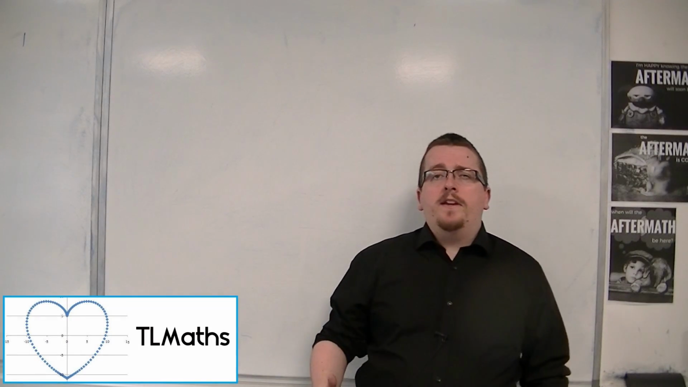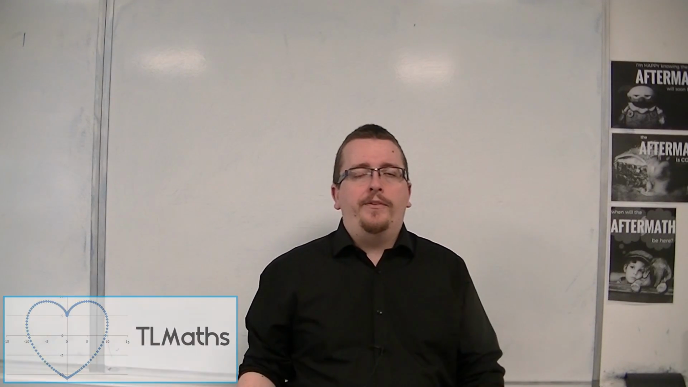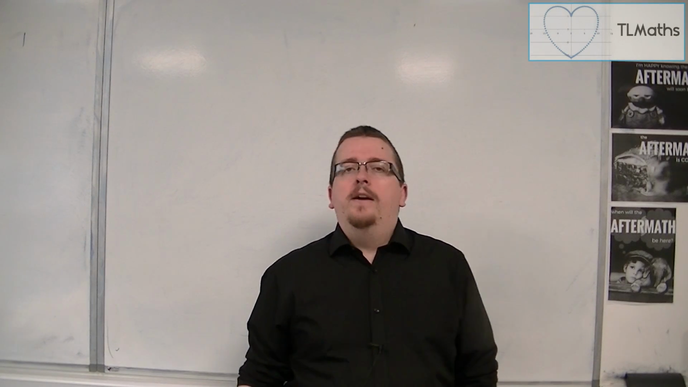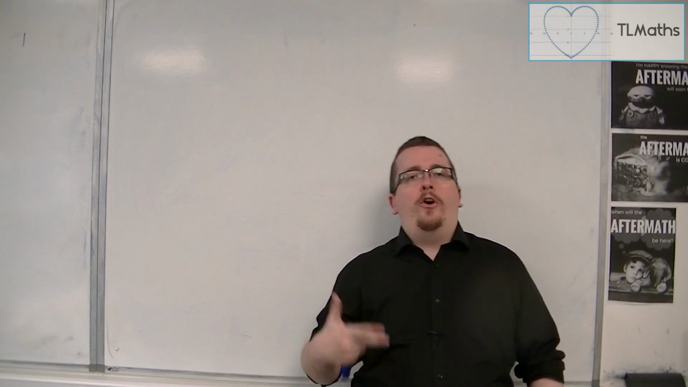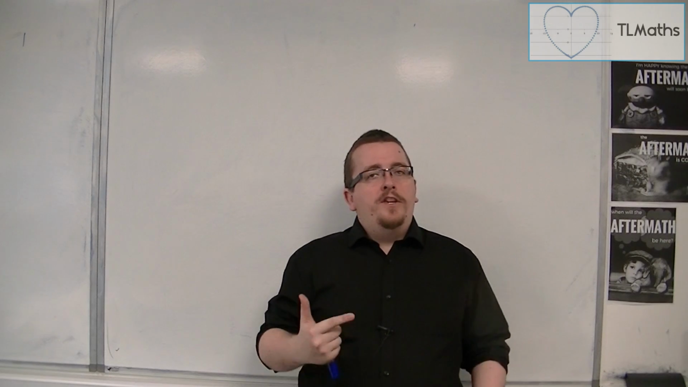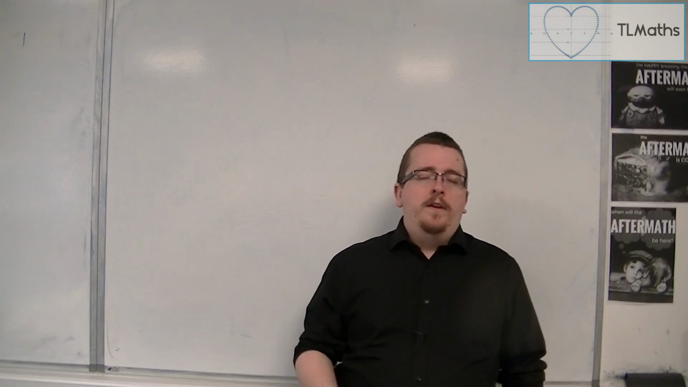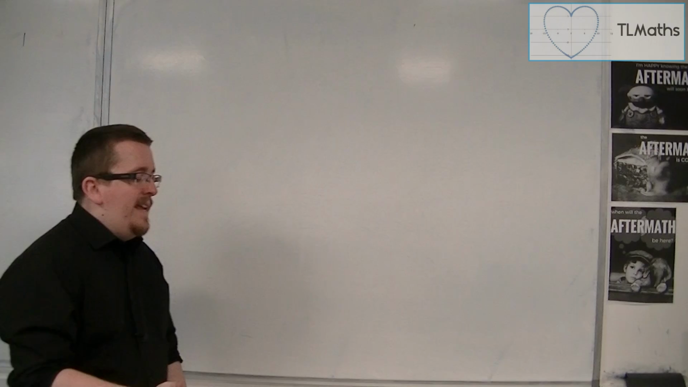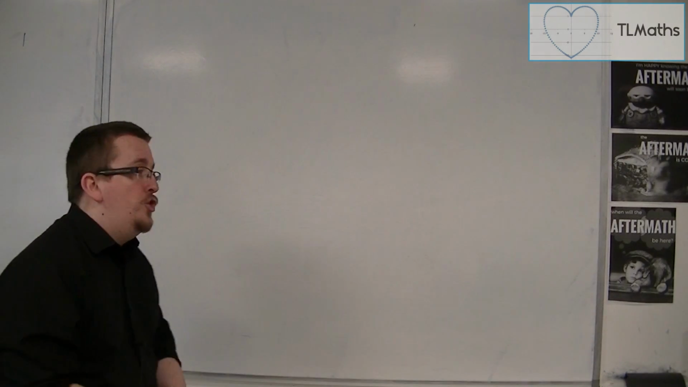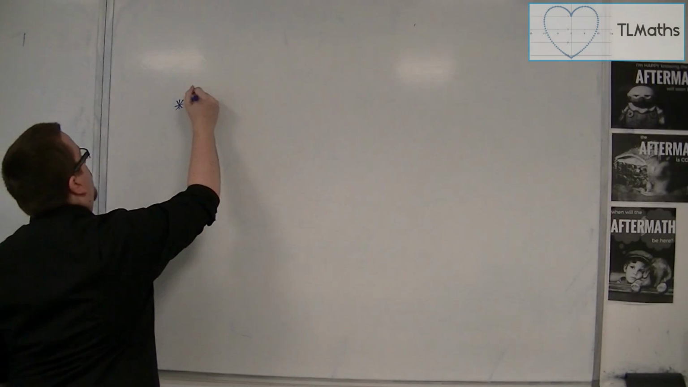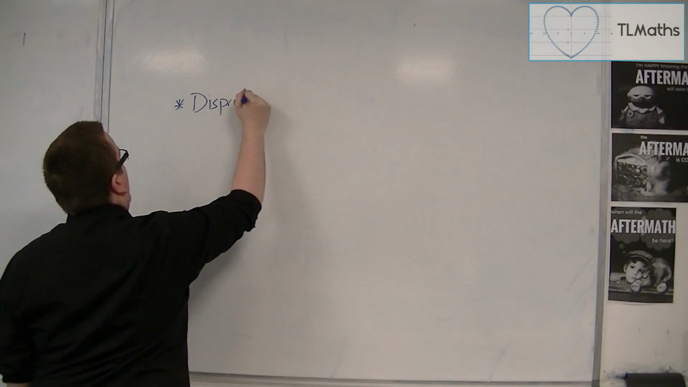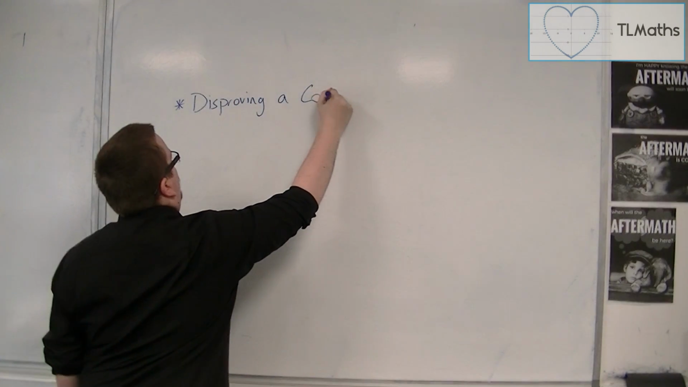Aside from deciding about logical consequence and logical equivalence, there are three types of proof problem that you need to be able to deal with. The first type is disproving a conjecture. So, disproving a conjecture.